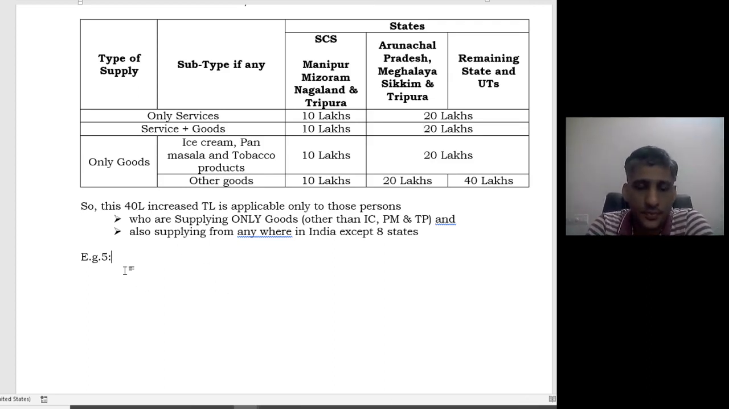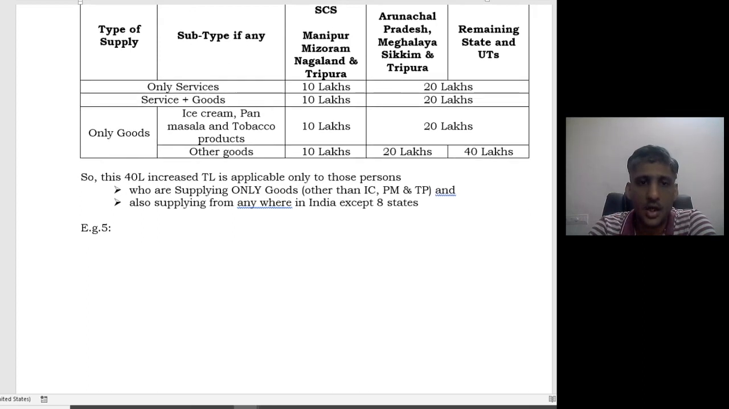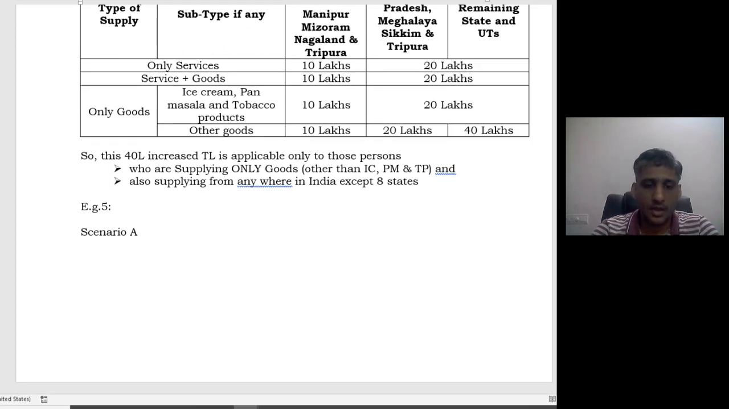Okay, so we will take one example. Then we will try to complicate that example. Let's take an example wherein there is no special category. We will call it scenario A.